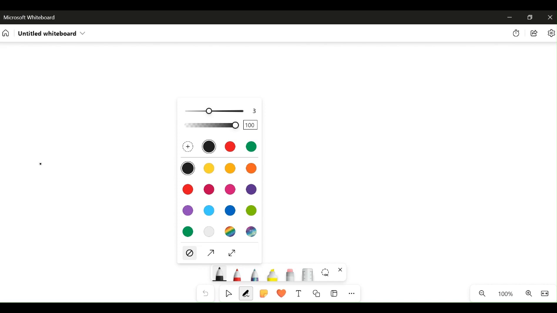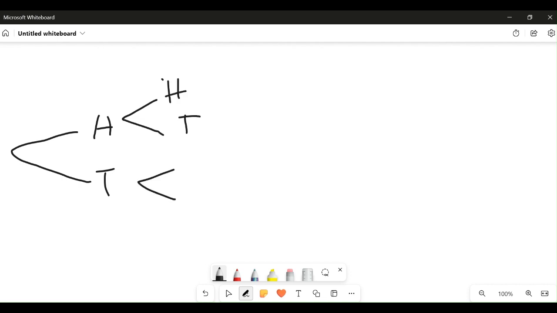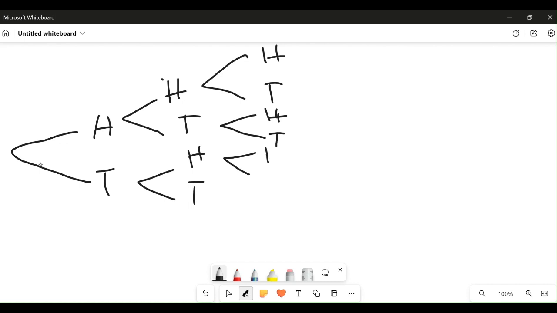Now, if you flip a coin for the very first time, there are two possible outcomes: you can have a head or a tail. If you flip the coin a second time, you are also going to have a head or a tail. For the third time, we can also have a head or a tail.